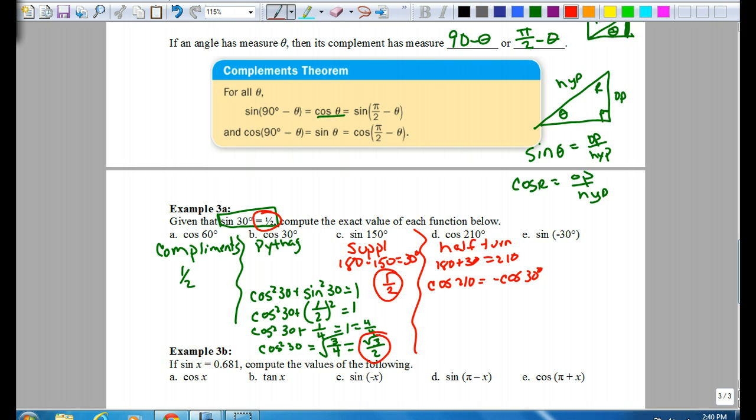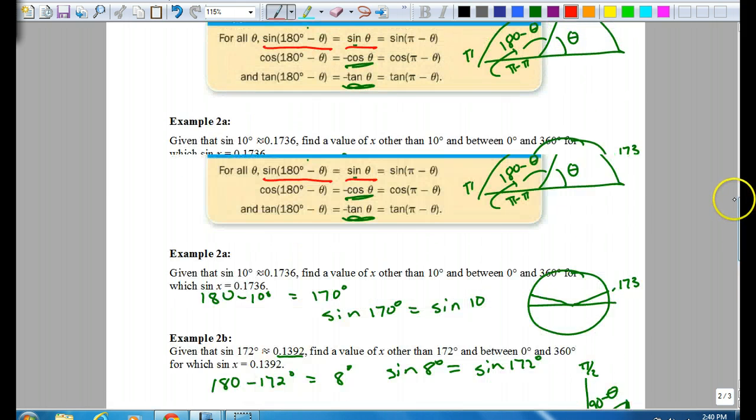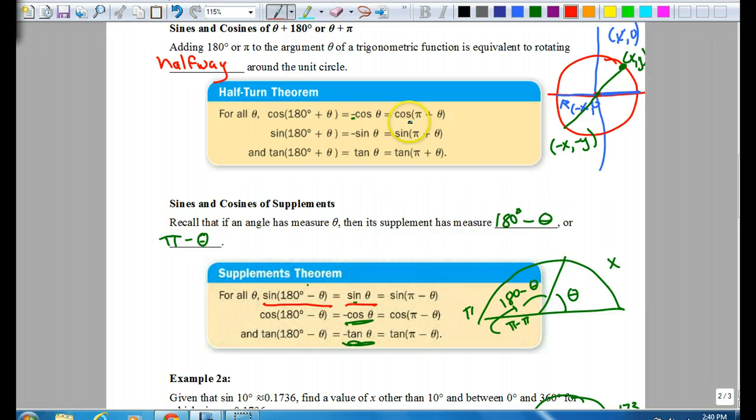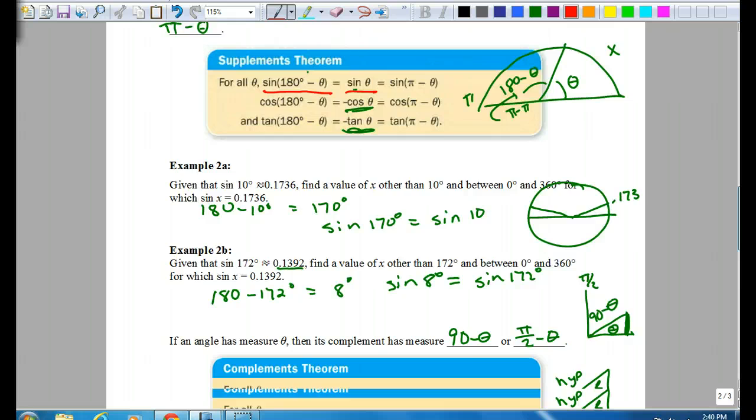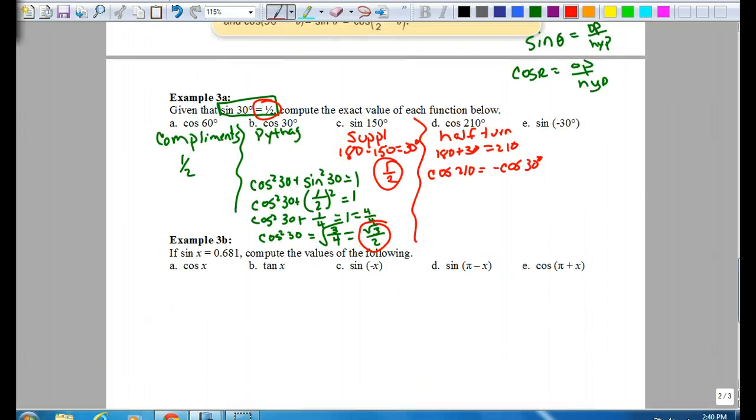If we go back and look at that, here's the half-turn theorem. Notice that if I add 180 to my theta, it's going to make me a negative cosine. Okay? So that's what I'm using. So we already know cosine 30. It's right here. We found it earlier. So this one's going to be negative square root of 3 over 2.